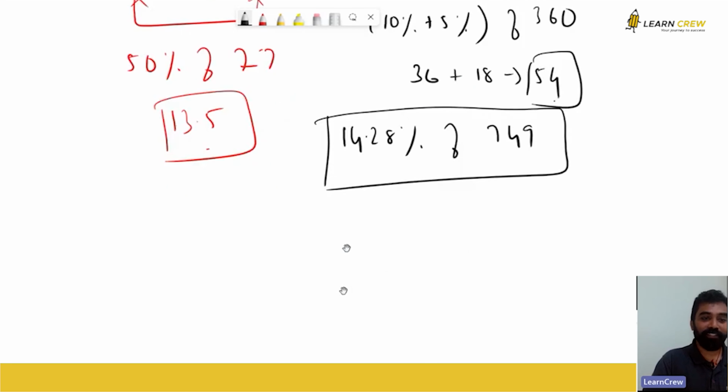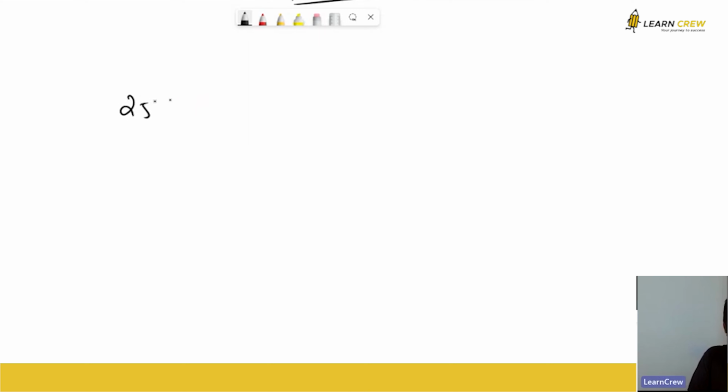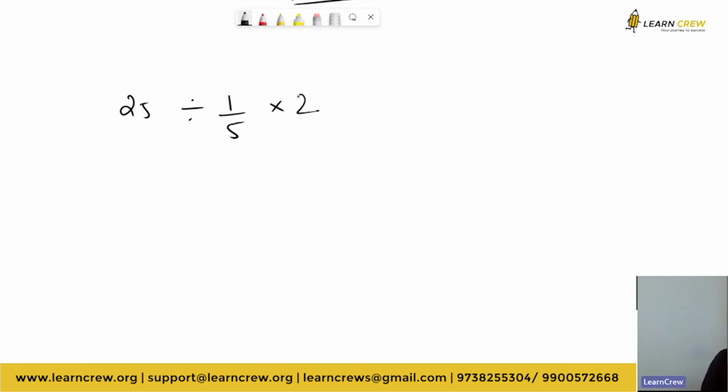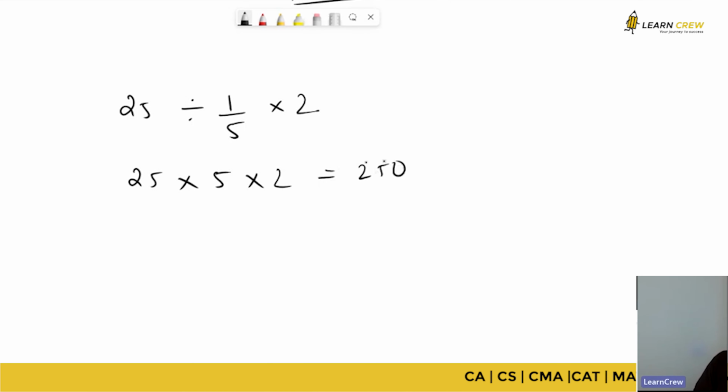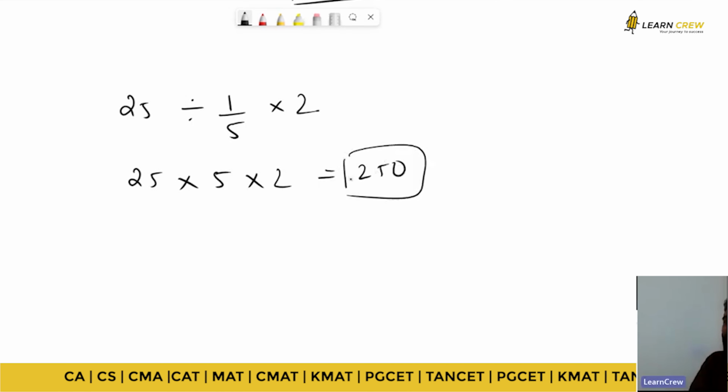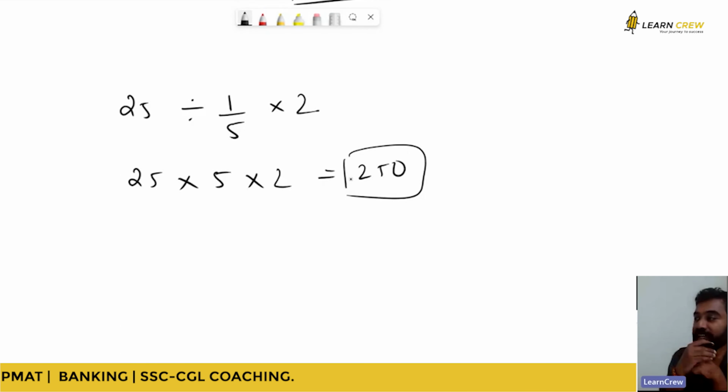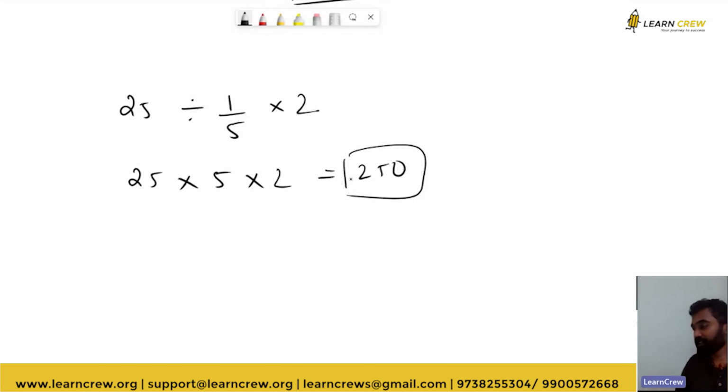All the smart brains in the class, let us see. 25 divided by 1 by 5 into 2. Whenever you get divide, convert it into multiply. 25 into 5 into 2 becomes 250. Even if you use the BODMAS rule, it will come 250 only. Whenever you get divide, you can interchange and multiply it.